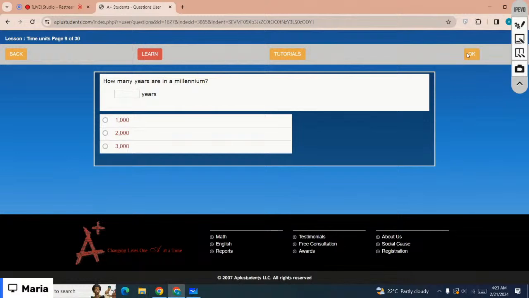The next one is how many years in a millennium. So, which is the correct option? Yes, there are 1000 years in a millennium. The correct option is 1000.